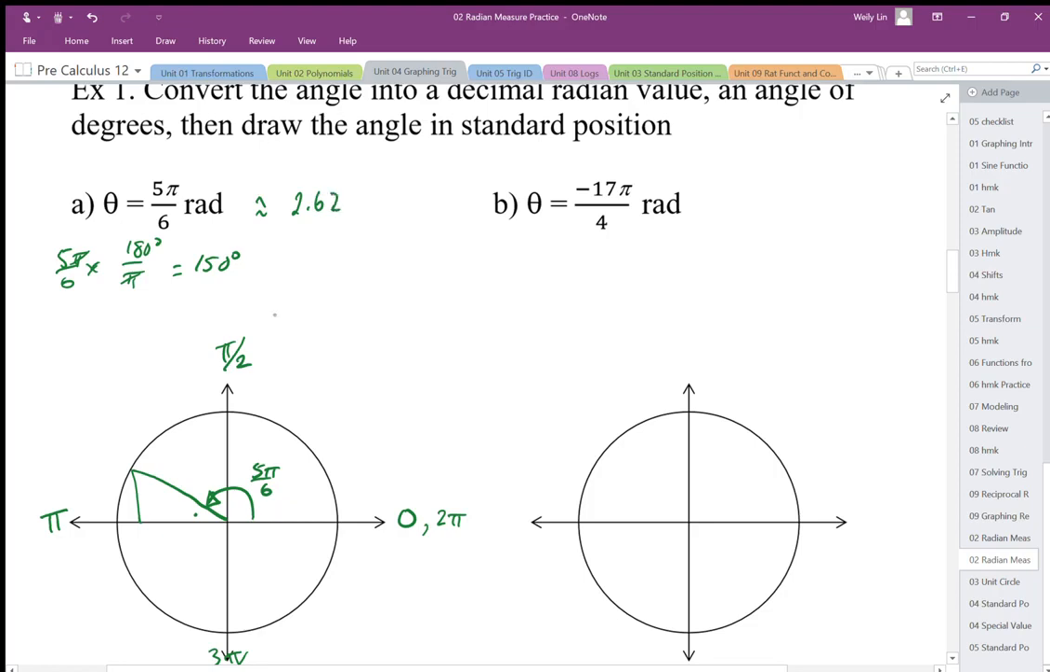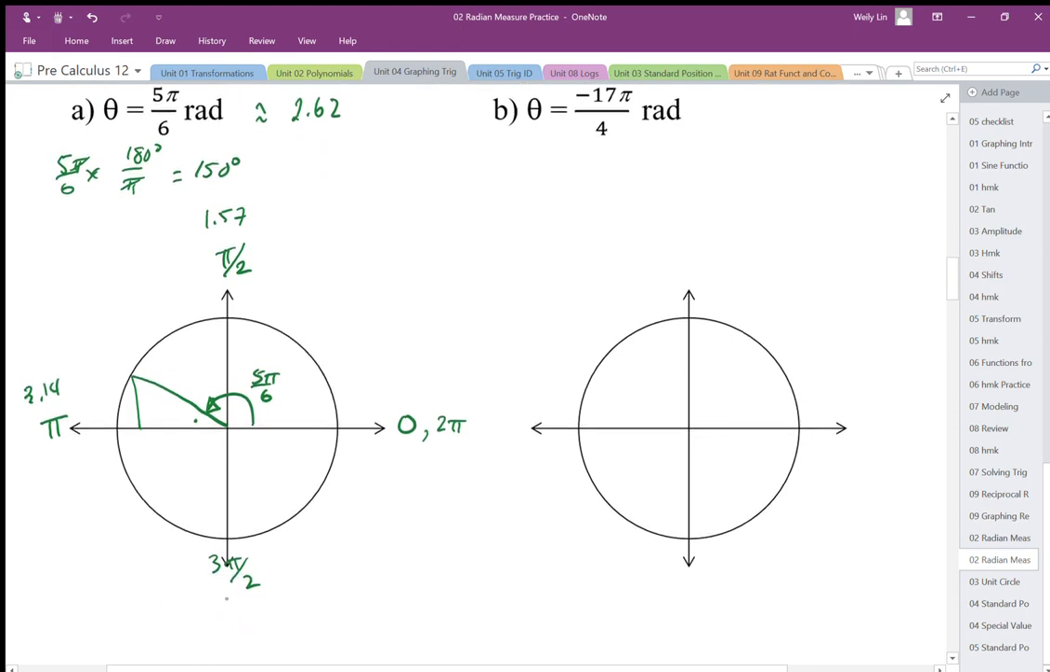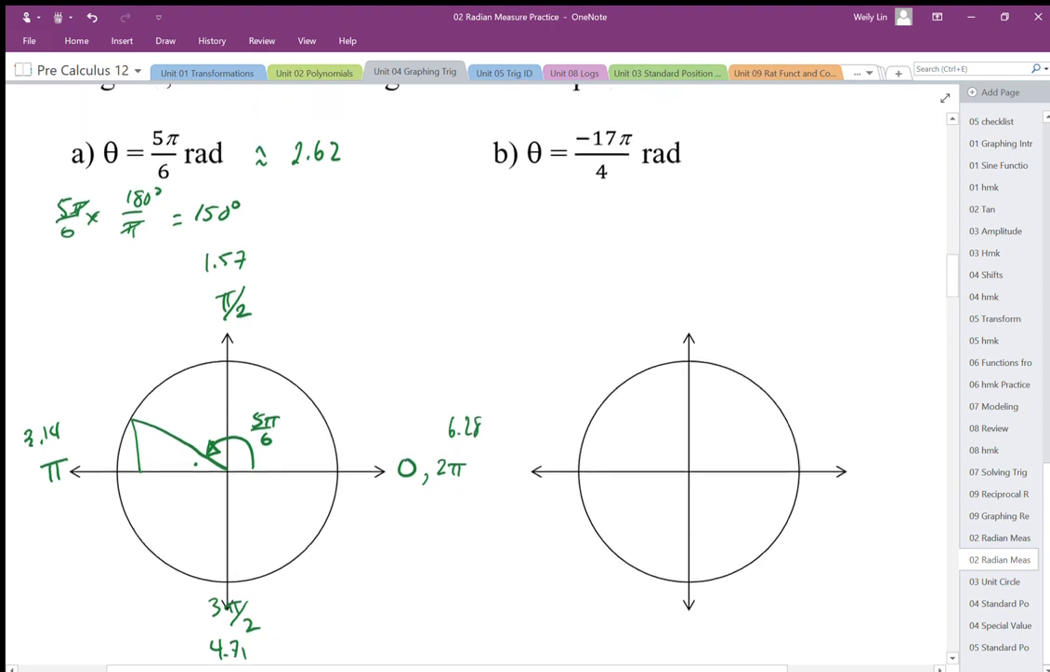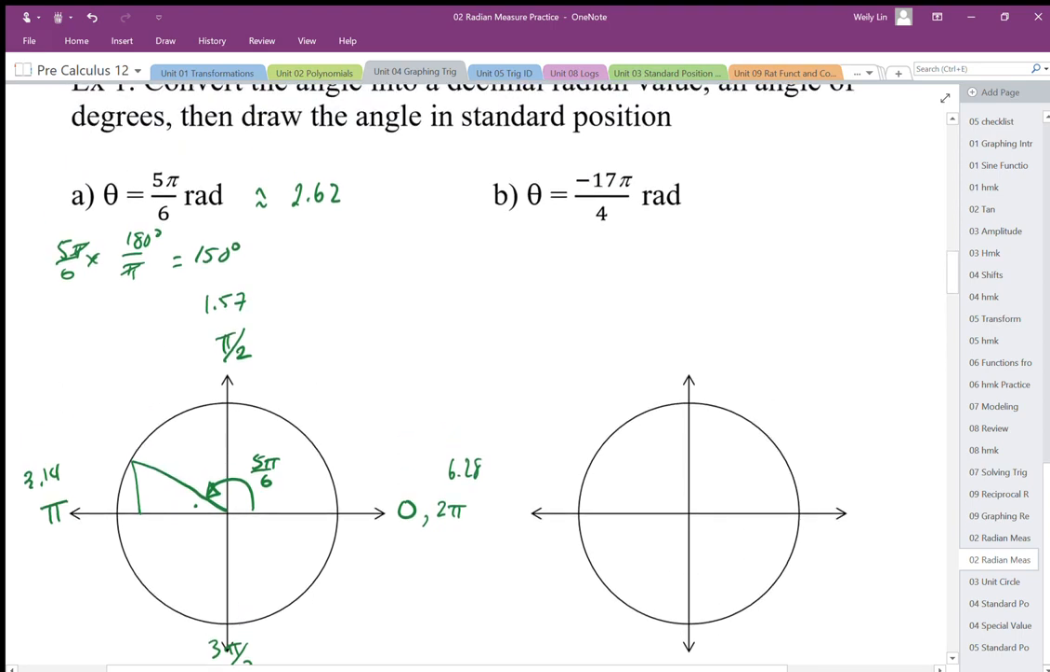And I'm going to put the decimal approximations here as well, because we want to start having a sense of what that decimal value is, because sometimes we have to deal with decimal radians. So this is going to be 4.71, and this is going to be 6.28. I'm just going to put them in for reference for now. We're not going to focus on that too much.